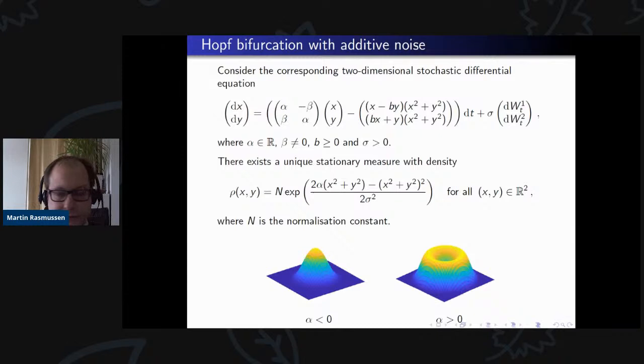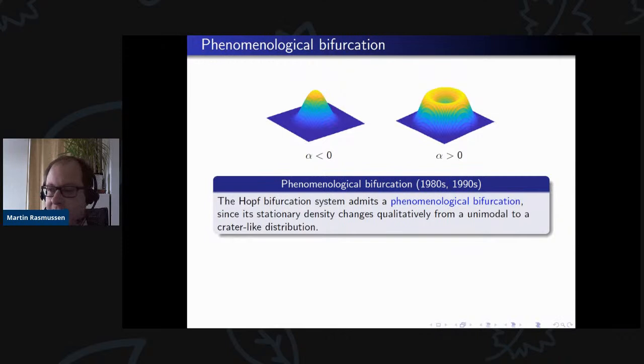This is what researchers studied in the 1980s and 1990s, and that was what was called phenomenological bifurcation. So the Hopf bifurcation admits a phenomenological bifurcation in the sense that its stationary distribution, which describes the statistics of the system, changes qualitatively here from a unimodal distribution to a crater-like distribution.